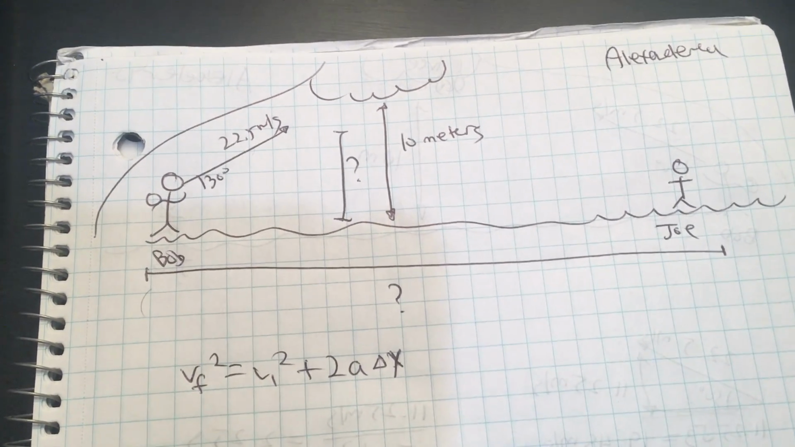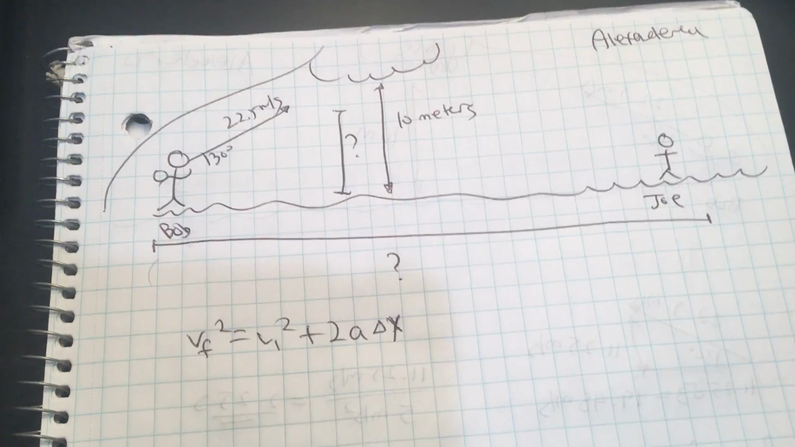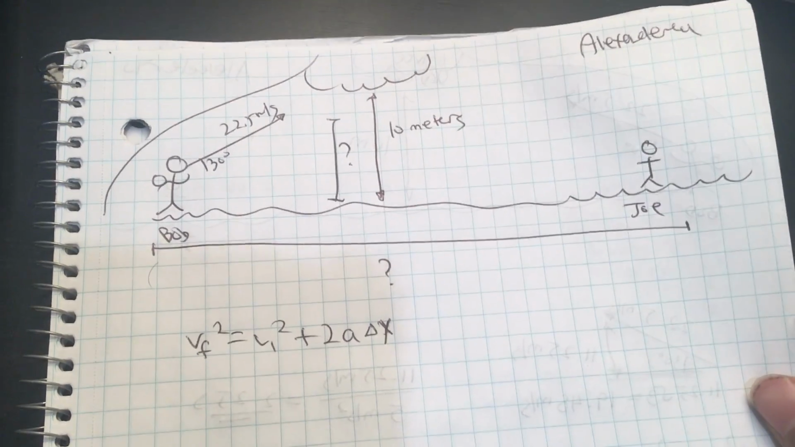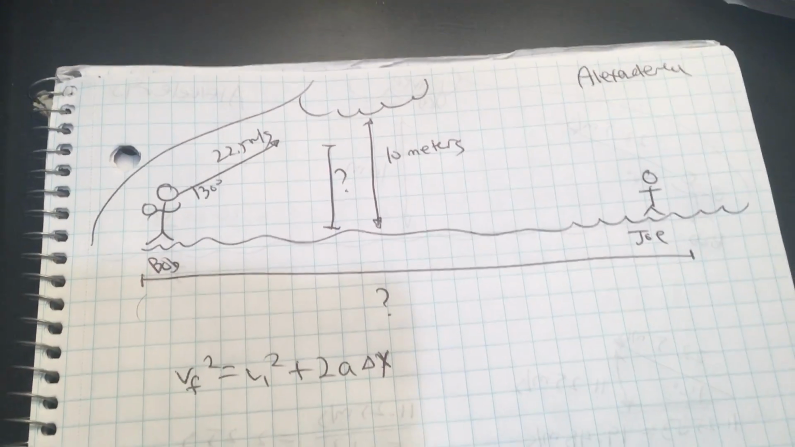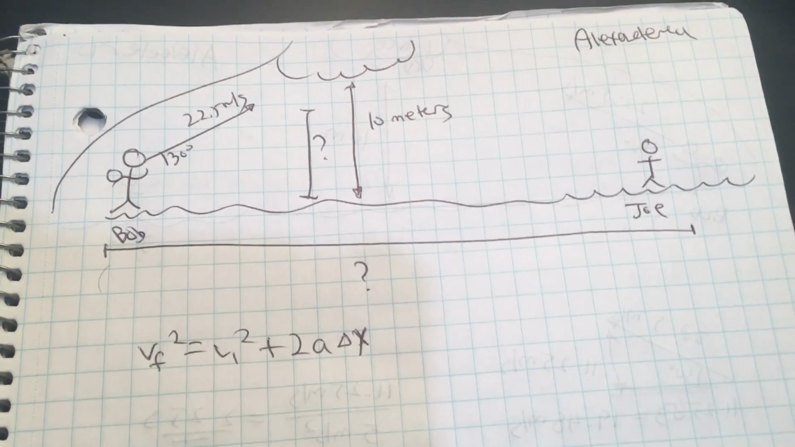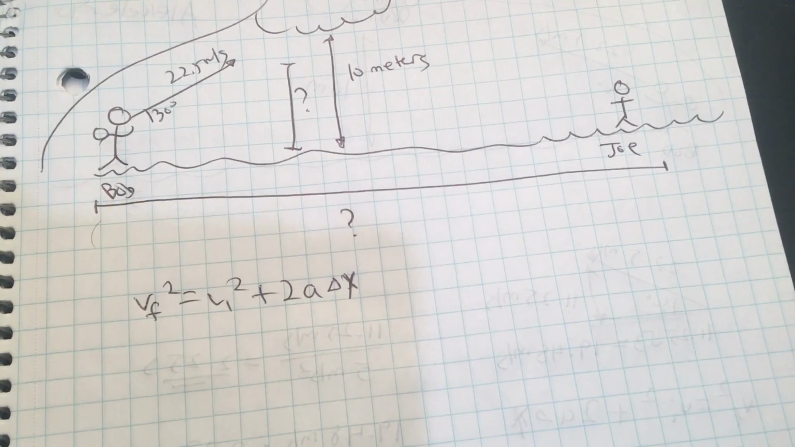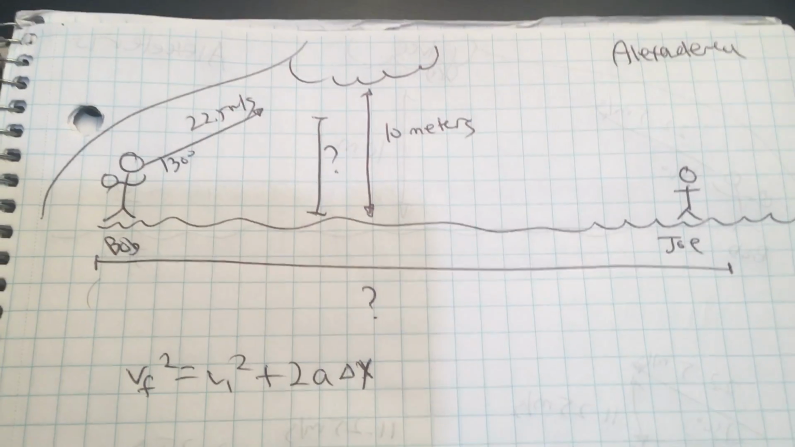So Bob and his friend Joe are at the park. Bob knows he can throw a ball 30 degrees above the horizontal at 22.5 meters per second. There's a tree 10 meters off the ground, and they want to know if they hit the tree, and if they don't hit the tree, how far Joe would have to be to catch it. Bob's throwing point and Joe's catching point are the same, so we don't have to worry about height in this instance.